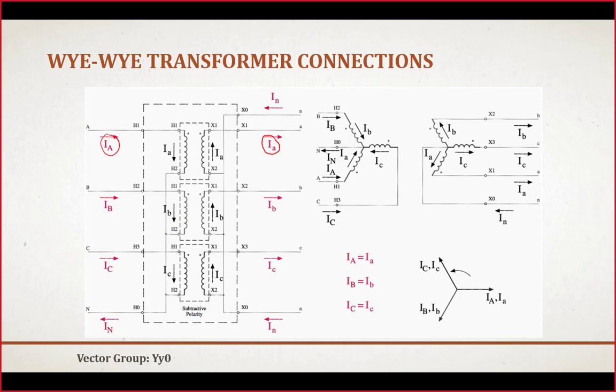Same is the case here. This current is in phase with this one. This current is in phase with this one. Here this neutral current which is going back is in phase with this neutral current which is flowing towards the neutral, if a neutral connection is available.